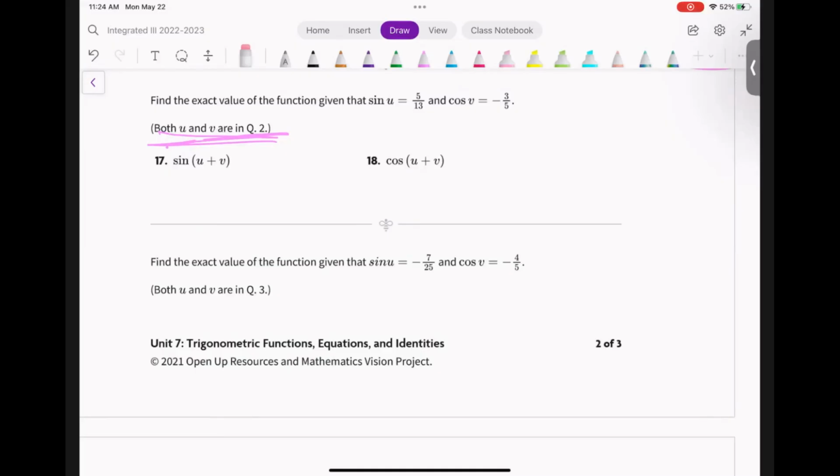Okay, so we're going to do number 18 in Ready, Set, Go for 7.7. And they say find the exact value of the function given that sine of u is 5 over 13 and cosine of v is negative 3/5.